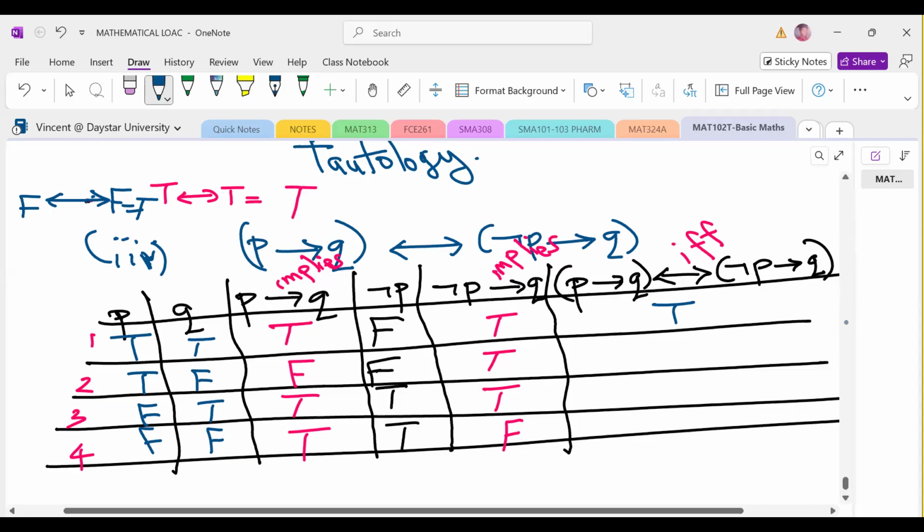True. 2 F. 3 true. 4 F. So hii inakuwa contingency, okay?